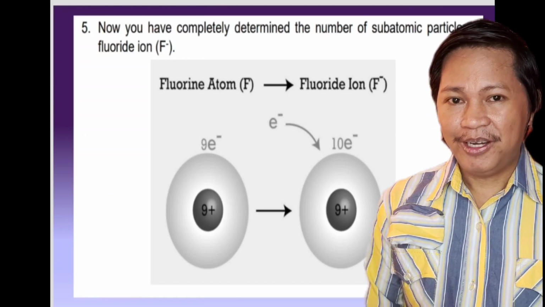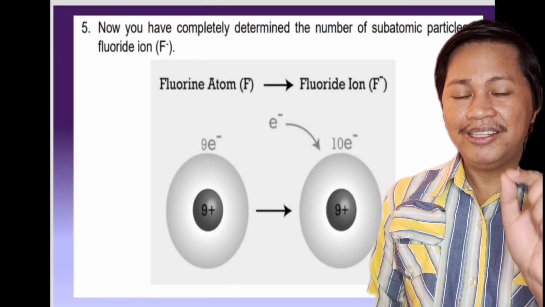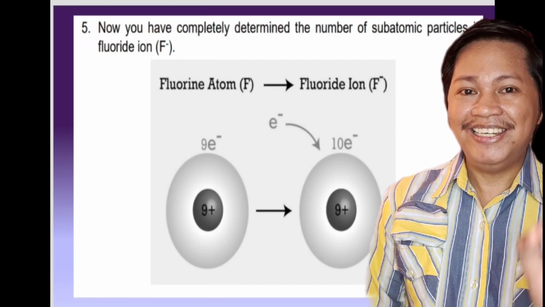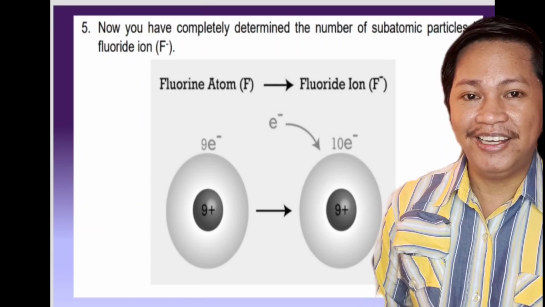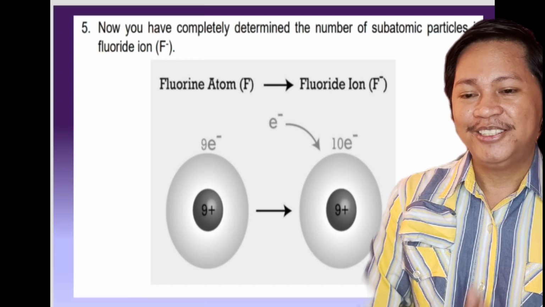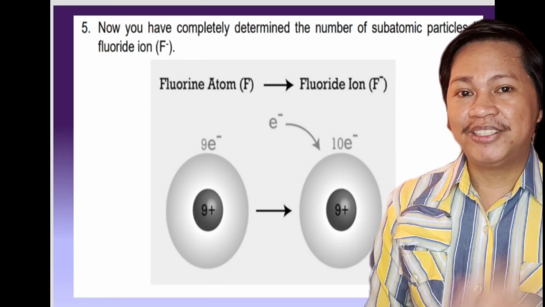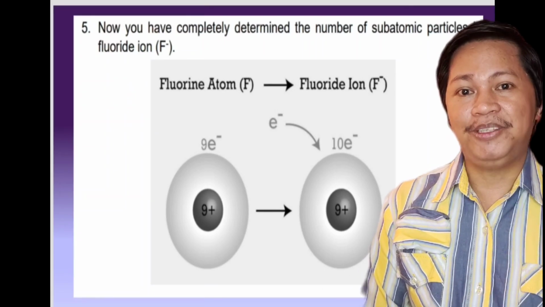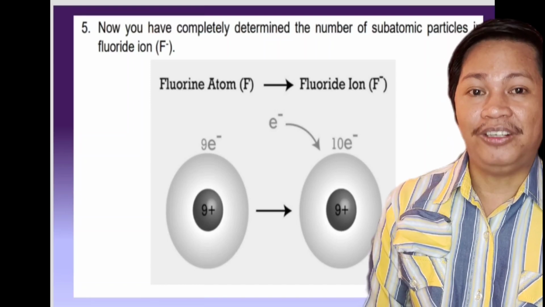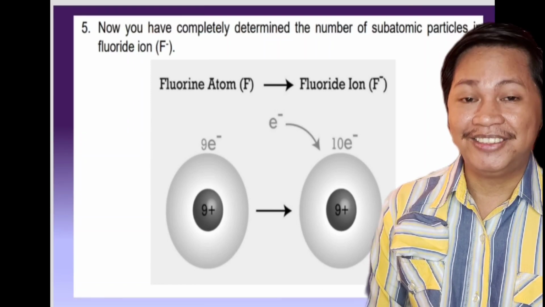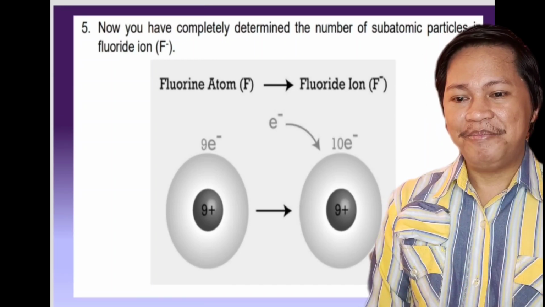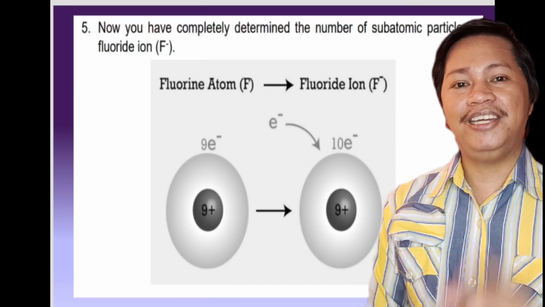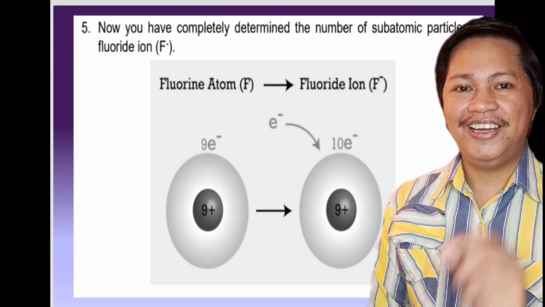But now, na naging ion na siya, naging 10e negative. So bakit? Kasi nga 9 plus 1 na nag-accept siya, so nagiging 10. But still meron pa siyang negative sa taas because that signifies the charge of the electron. So 9e became 10e negative because it accepted 1 electron.